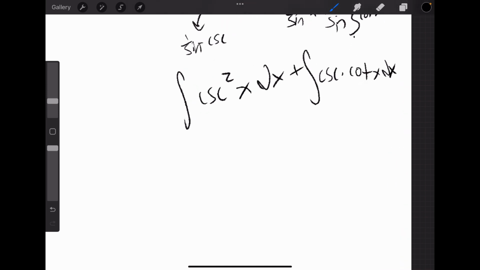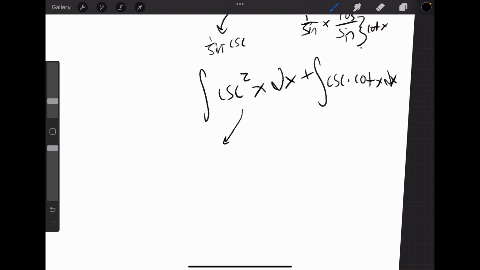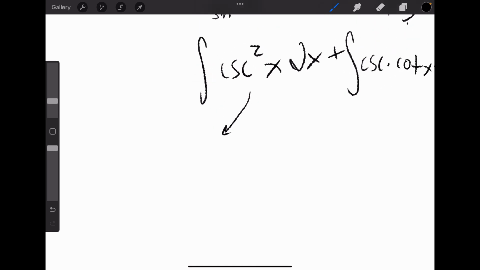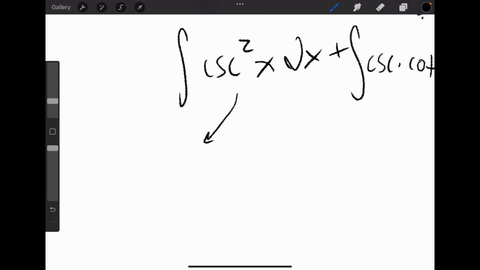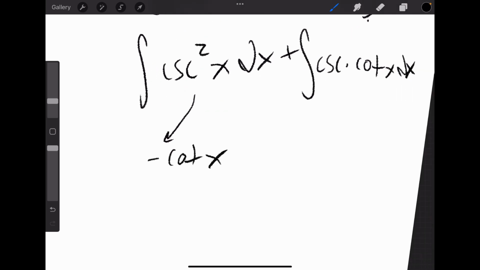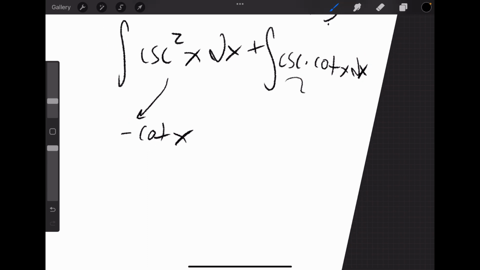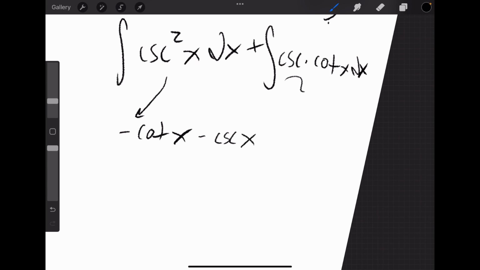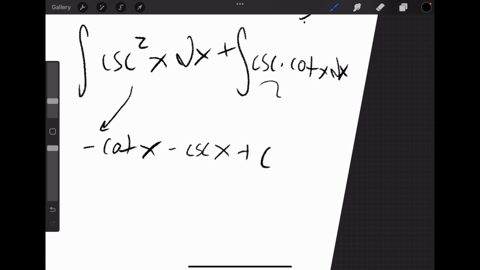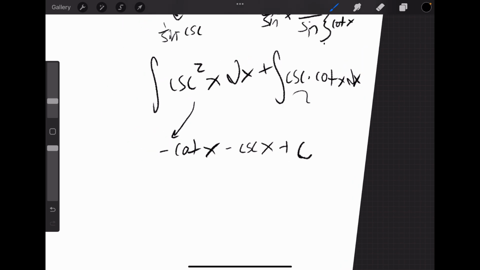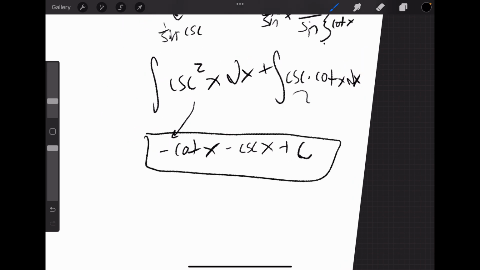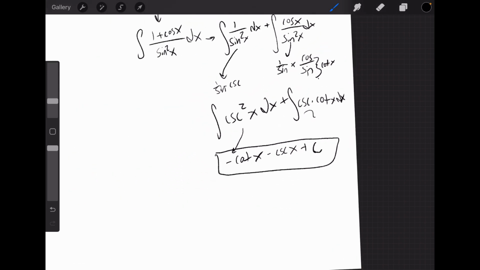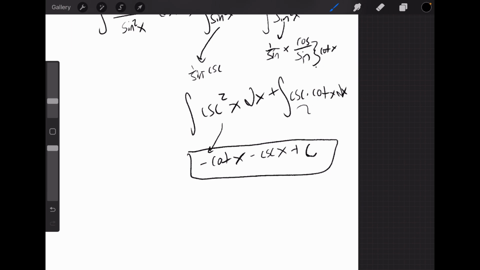And then these are just trig rules that we've learned. So the integral of cosecant squared x dx is going to be negative cotangent x. And then this is going to simplify to negative cosecant x plus c. So yeah, the antiderivative of cosecant squared x is negative cotangent, and then that's going to simplify to negative cosecant x. So yeah, that should be it.